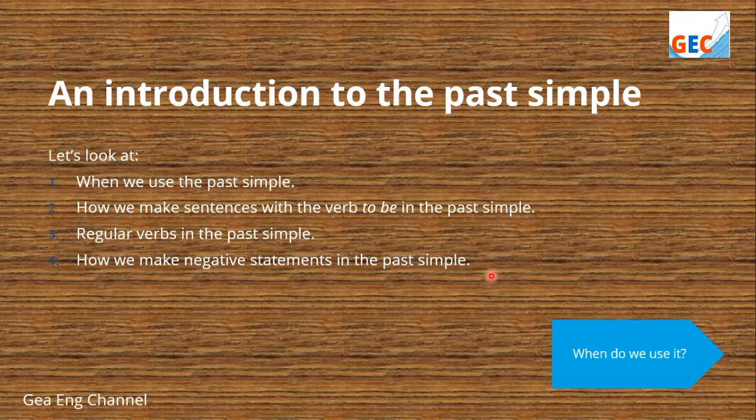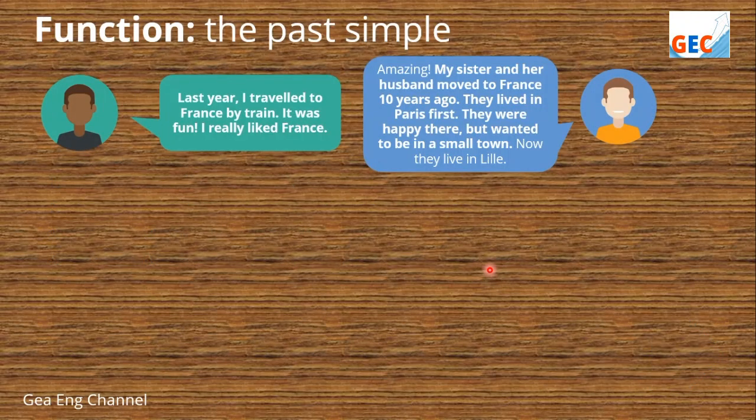Now let's start. When do we use the past simple? Look at these conversations. It says, last year I traveled to France by train. It was fun and I really liked France. Amazing! My sister and her husband moved to France 10 years ago. They lived in Paris first and they were happy there, but wanted to be in a small town. Now they live in Lille.